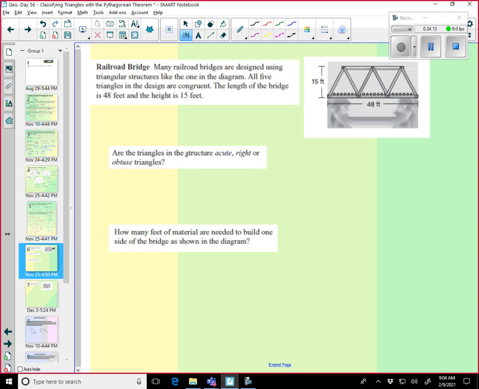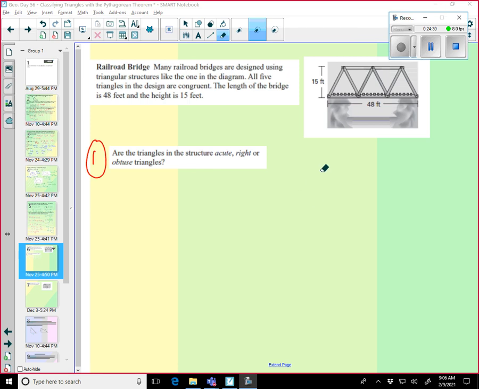Okay. You have to answer this. I'll give my answers in a minute. How many feet of materials are needed to build one side of the bridge as shown in the figure? Okay, for this one, we will go over the answer in another minute.